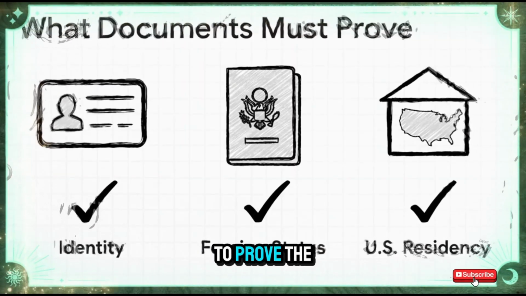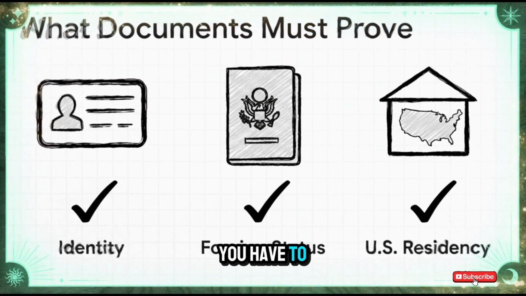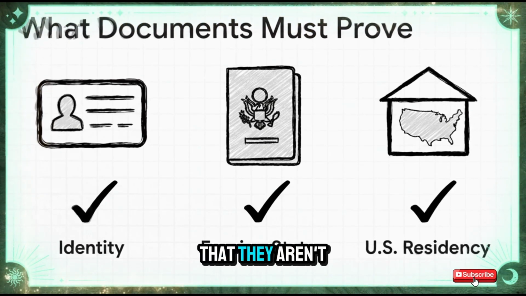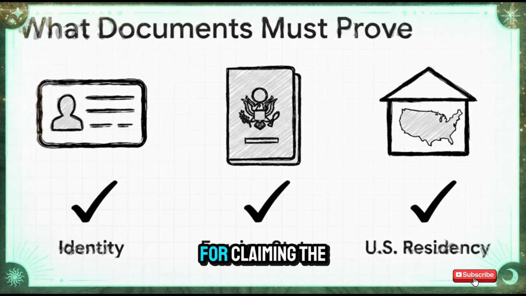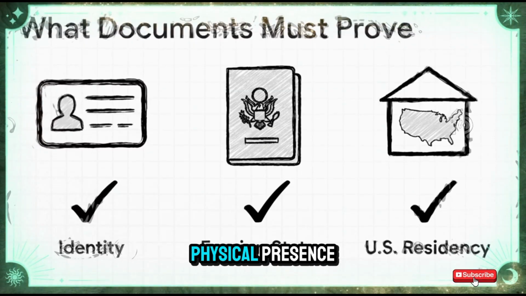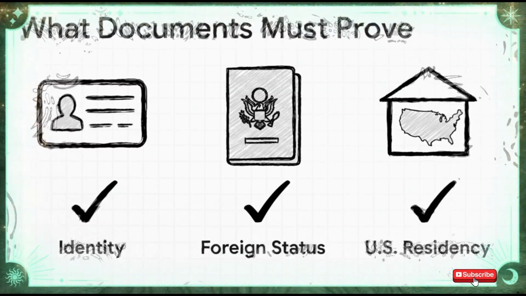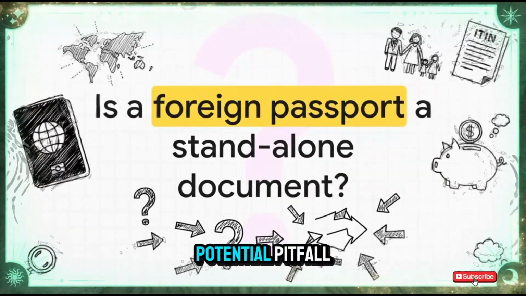First, you've got to prove the dependent's identity, who they are. Second, you have to prove their foreign status, that they aren't a US citizen. And third, and this is specifically for claiming the ODC, you must provide proof of their physical presence in the United States.